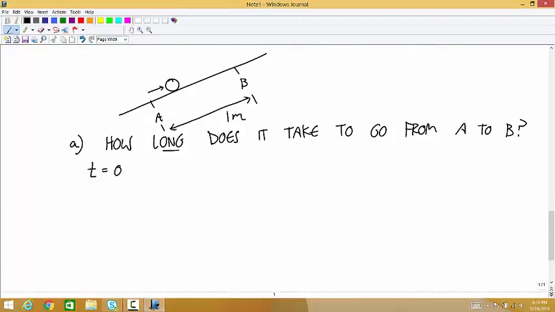So time equals 0, time final, position equals 0, and positive direction. Time equals 0, I'm going to pick when it passes A. Time final is when it passes B. And position equals 0, I'll choose A. In the positive direction, I'll choose up the ramp.